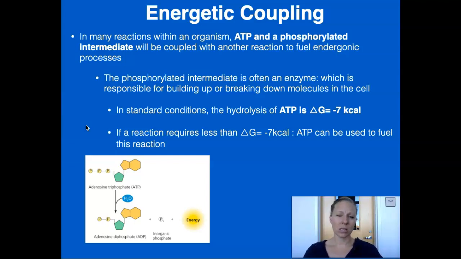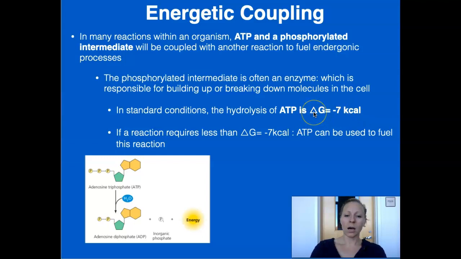So let's make this a little bit more simple. We'll take ATP and that will combine with an enzyme, and that is going to fuel an endergonic process. It's going to do a job. So the phosphorylated intermediate, like we just said, is often an enzyme, which is responsible for building up or breaking down molecules in the cell. So anabolism and catabolism. In standard conditions, the hydrolysis, or the breaking down of ATP, is negative 7 kilocalories.